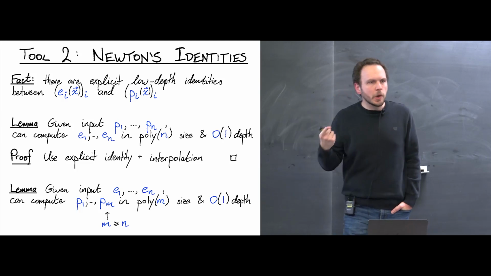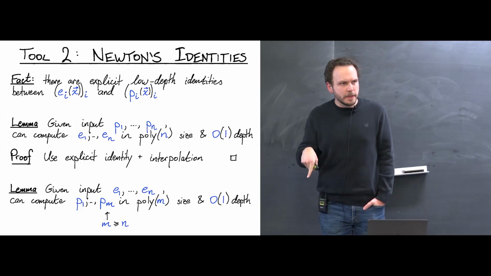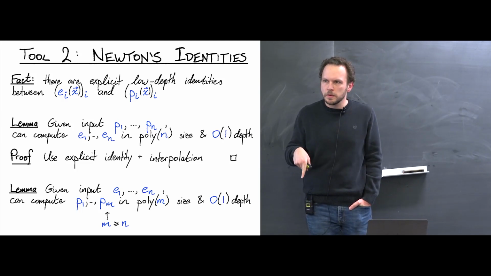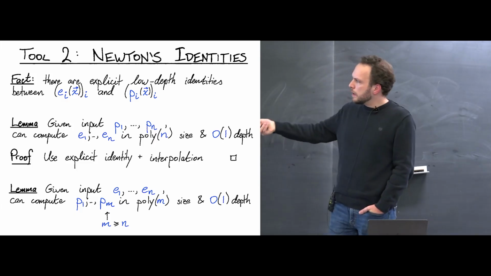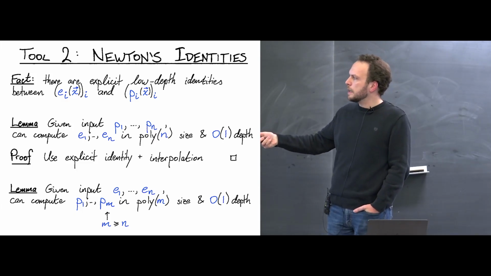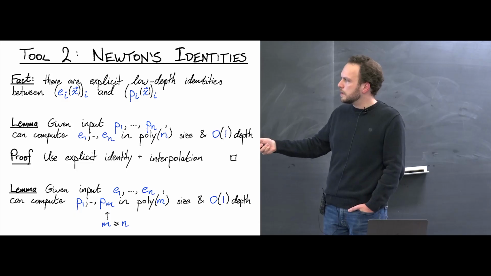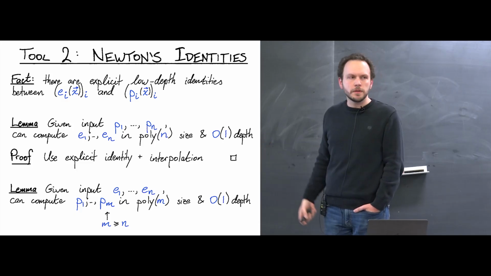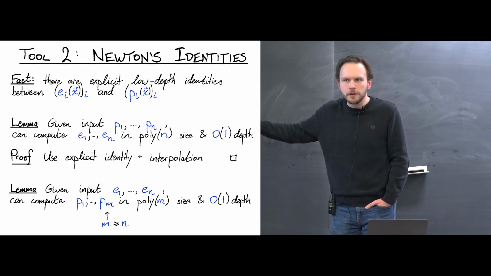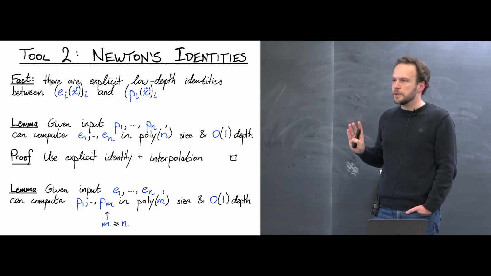And conversely, you can go in the other direction: from the elementary symmetric functions, you can compute the power sums. One thing to note is the elementary symmetric functions are only defined in degrees up to n, where n is the number of variables. The power sums are defined in higher degrees. And this algorithm lets you get the power sums up to any degree you like.